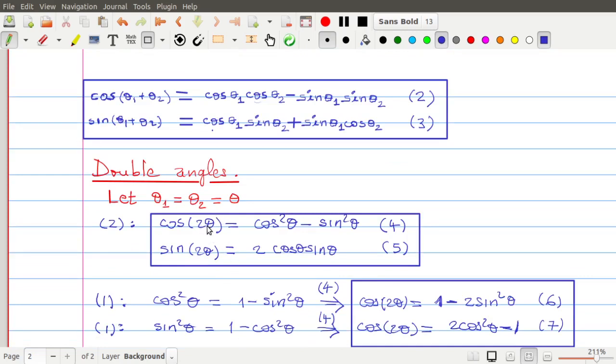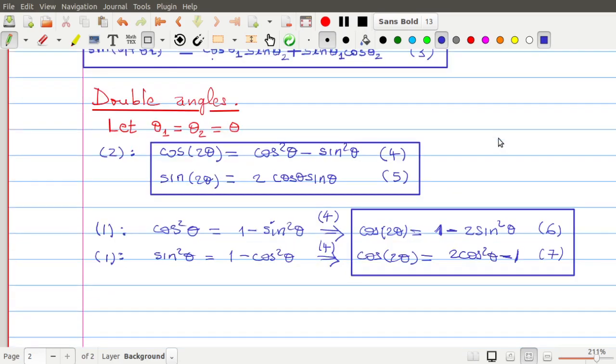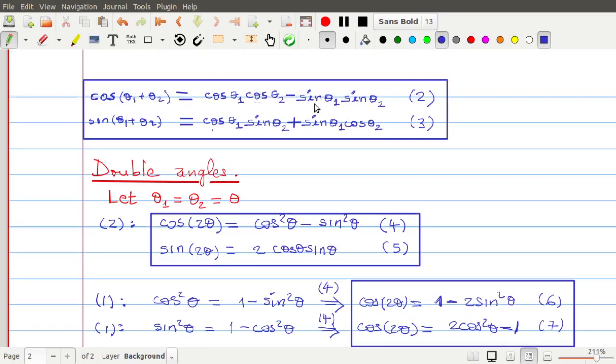Now, if we want it for three angles, we'll still use formulas 2 and 3. Let's say, for instance, if I want to compute the cosine of 3 theta, we can write that as cosine of 2 theta plus theta, and we use equation 2. We just use equation 2 and substitute.